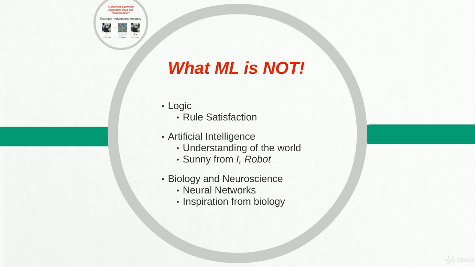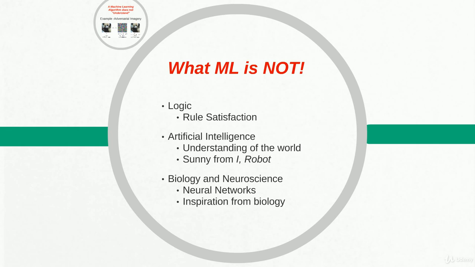Finally, machine learning is not biology and neuroscience. We do have neural networks which are inspired by biology. However, they have no requirement to function in the same way that our brain does. For example, we built fighter jets and they work great. However, fighter jets don't flap their wings like a bird does. Sometimes the best methods are not always the ones that are biologically inspired or similar to our own minds.